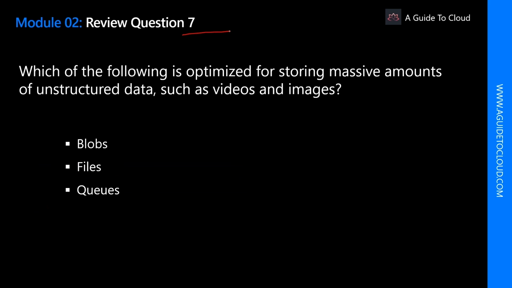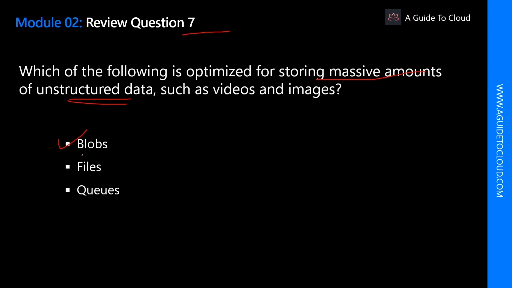Which of the following is optimized for storing massive amounts of unstructured data, such as videos and images? So the options are blobs, files, and queues. The key phrase over here is storing massive amounts of unstructured data. So blobs is where you keep unstructured data, and blobs can support massive amounts of storage as well.